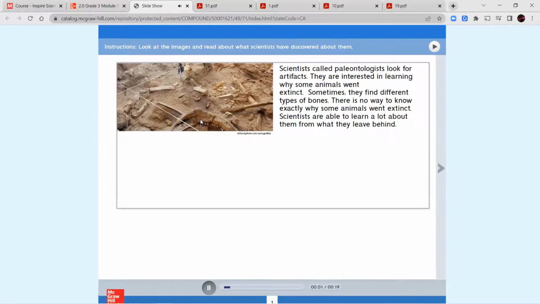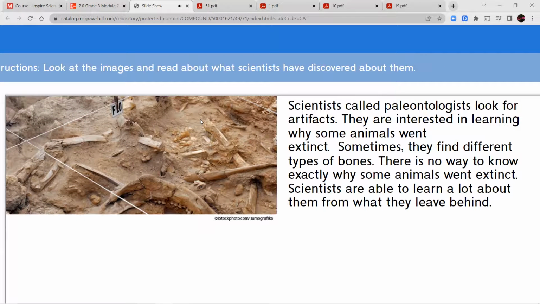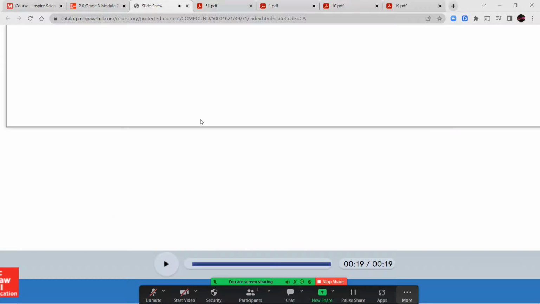Scientists called paleontologists look for artifacts. They are interested in learning why some animals went extinct. Sometimes they find different types of bones. There is no way to know exactly why some animals went extinct. Scientists are able to learn a lot about them from what they leave behind.